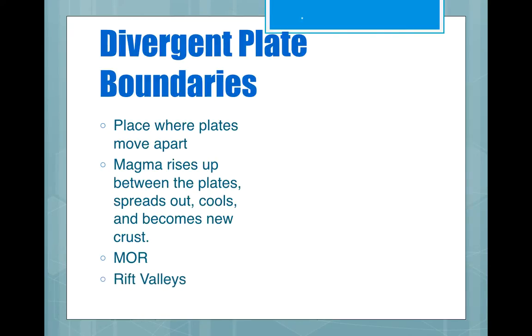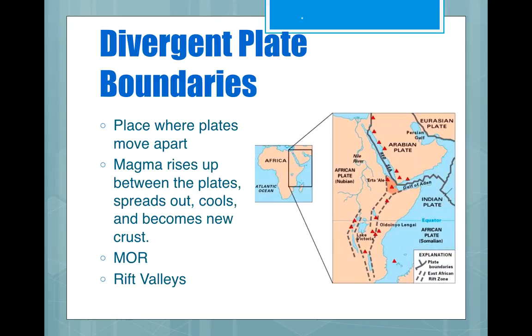Another plate boundary, or divergent plate boundary, is in rift valleys. And one of the most famous rift valleys is the East African Rift Zone. This is an area in East Africa where the plate boundaries are moving apart.